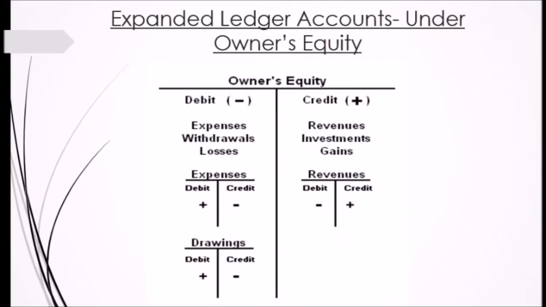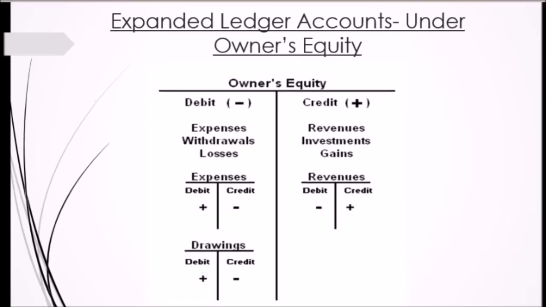With the expanded ledger under owner's equity, all accounts that have a normal debit balance include expenses, withdrawals, and losses. All accounts that have a normal credit balance include revenues, investments, and gains.